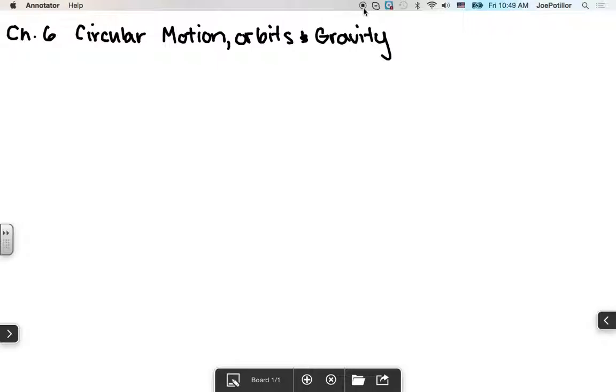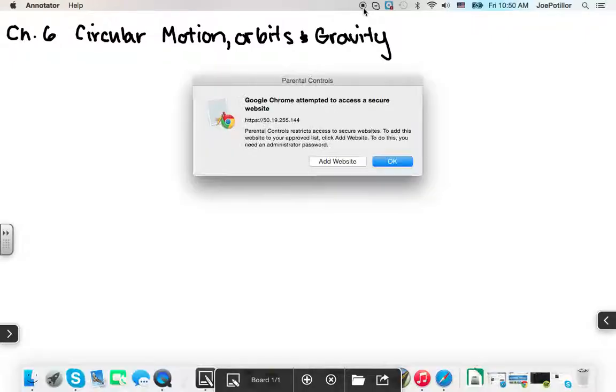But anyways, the natural tendency of motion is to go in a straight line. When we go in a circle, it has to be kept there by a force, which we'll talk more about in detail later in this chapter.